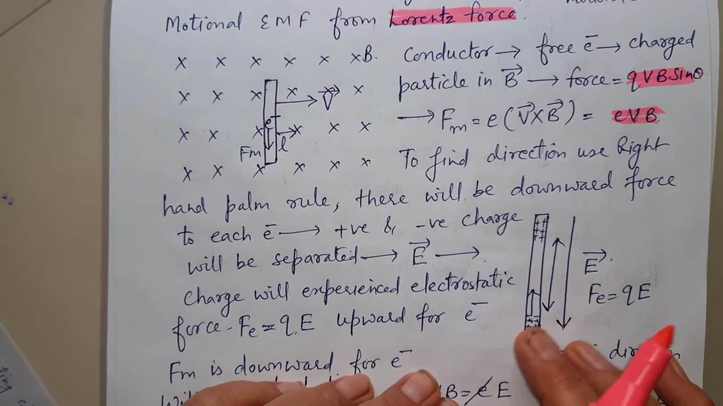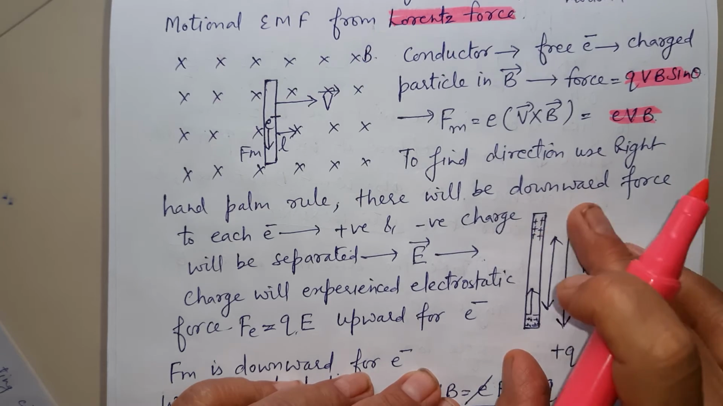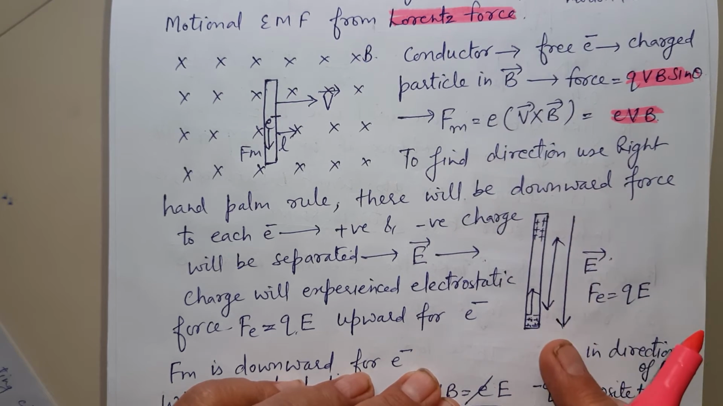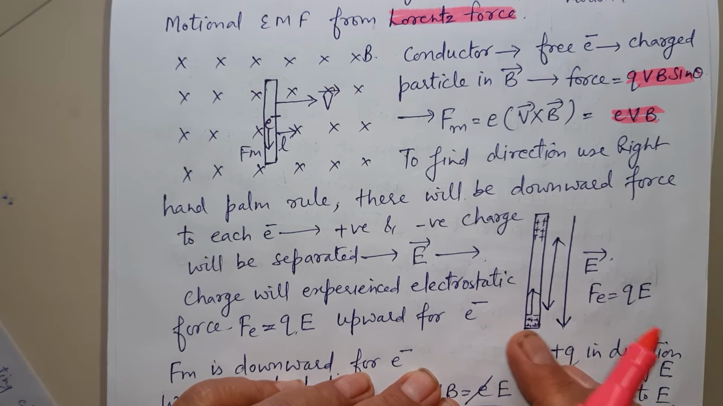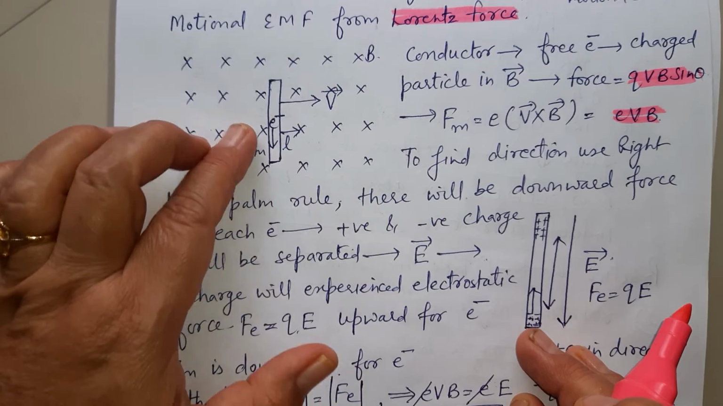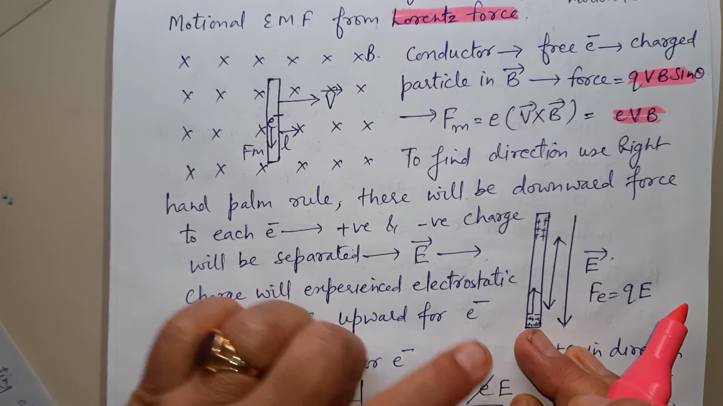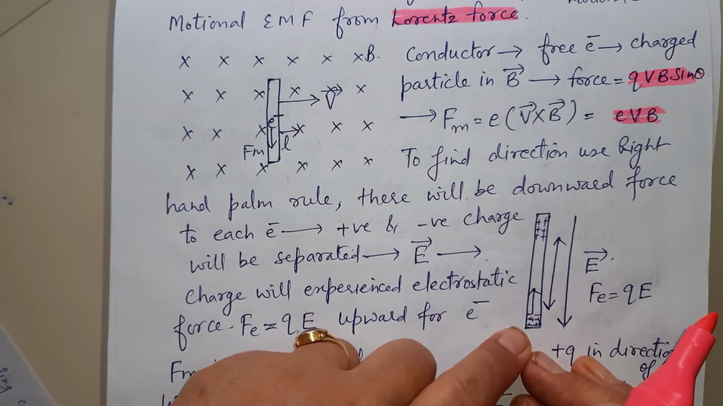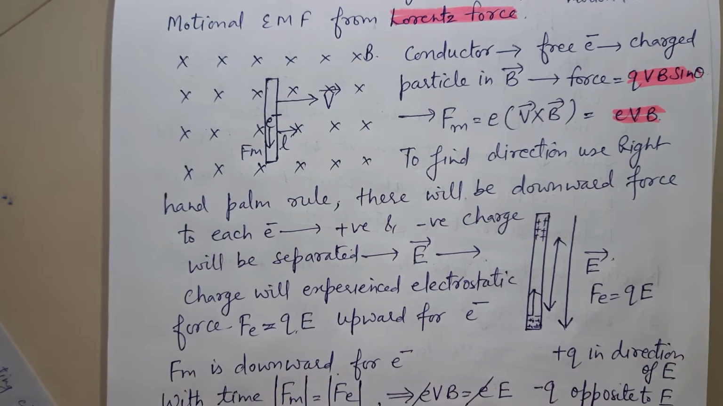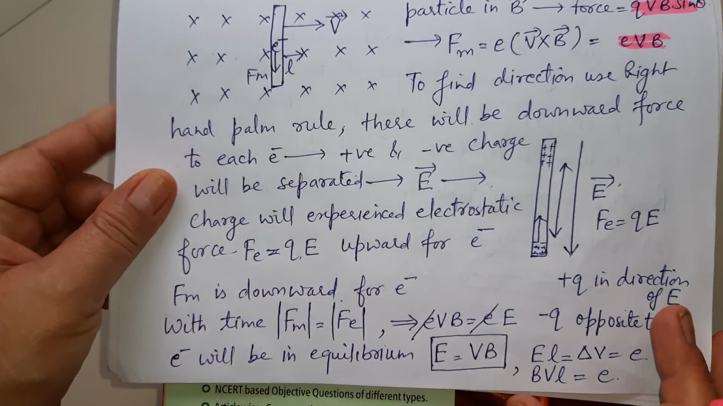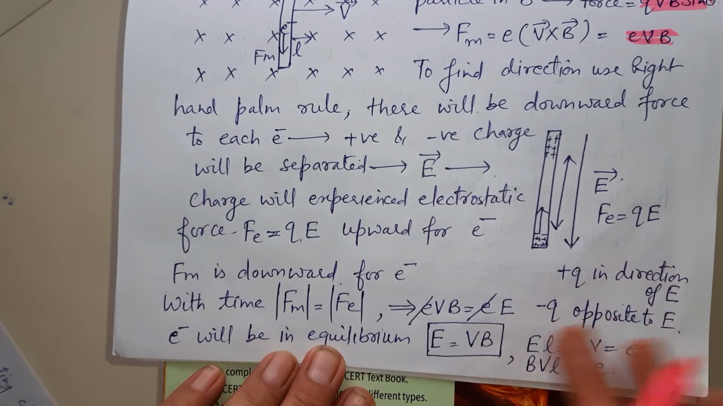The direction of this force will be opposite to the electric field, because a positive charge gives force in the direction of the electric field and a negative charge gives force opposite to the electric field. So in a nutshell, we come to the conclusion that the magnetic force is downward and the electric force is upward. With time, a condition comes when the magnitudes of Fm and Fe are equal.